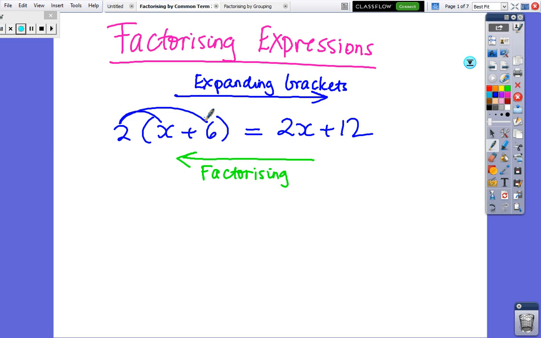So expanding, you get rid of the brackets. Factorising, you get the brackets back in. So factorising is about getting brackets back. So copy that down if you need to, and move on to the next slide.